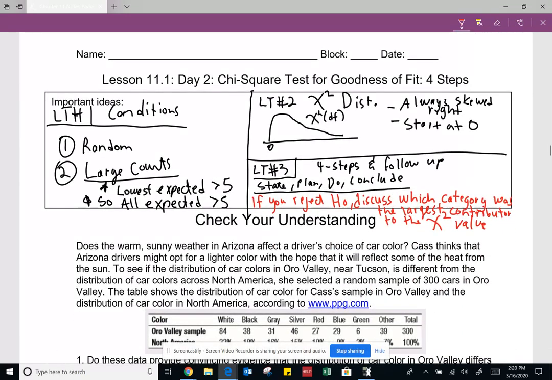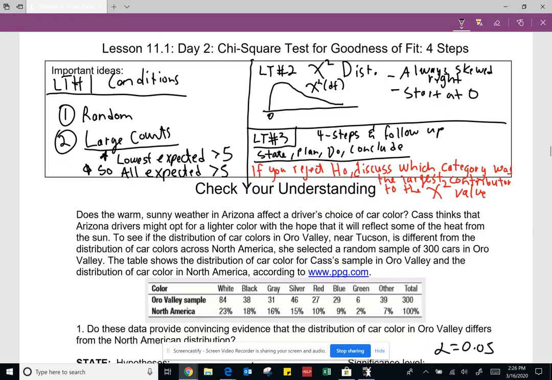Okay, so now what I want you to do is pause the video here and work through this next check your understanding, and then unpause once you've completed it.